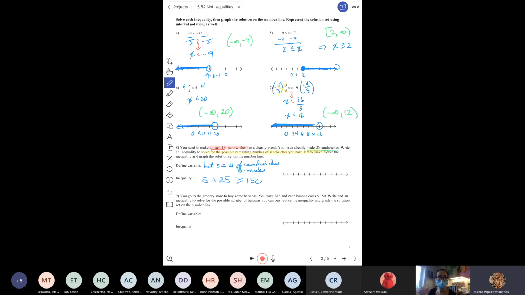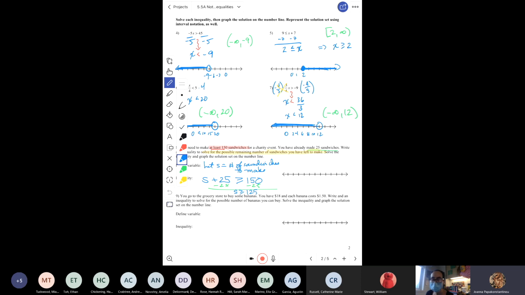Yes, and that would be the next step in solving this. But if I wanted to represent exactly the information that I have been given, I have to make some number of sandwiches S. And if I add the 25 I already have to that number, that total number has to be greater than or equal to 150. Now, you are absolutely correct in saying that technically I'm just subtracting that from the 150, and I have S is greater than or equal to 125.